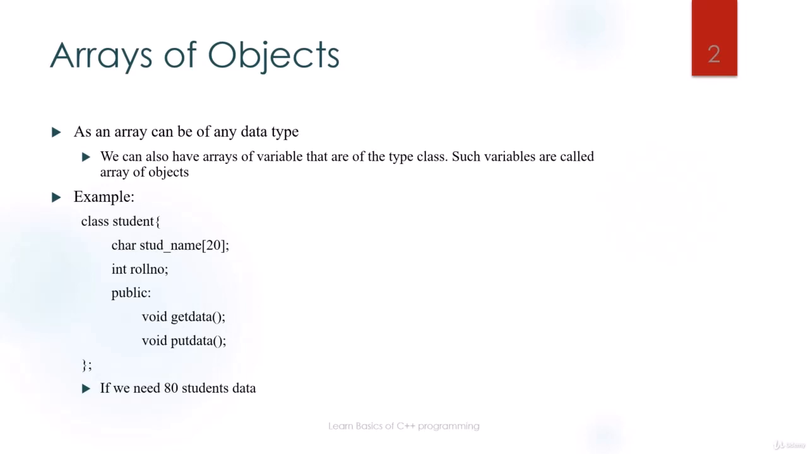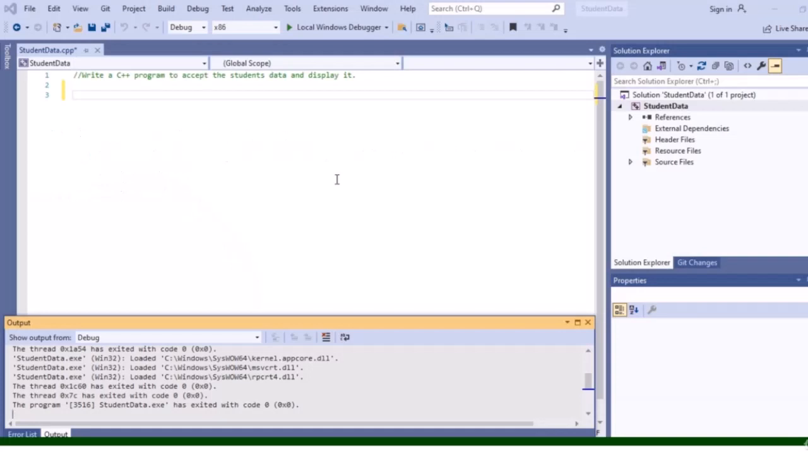What happens if we need 80 students' data? At that time we are not declaring different objects, that is student 1, student 2, student 3 up to student 80. Why? Because it will become a very difficult task to handle. For this, we need to use the array of the objects. Write a C++ program to accept the student's data and display it.